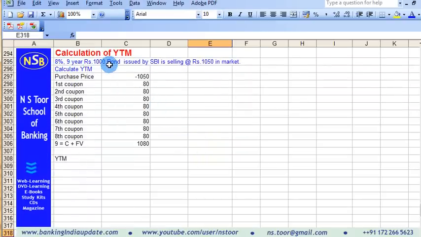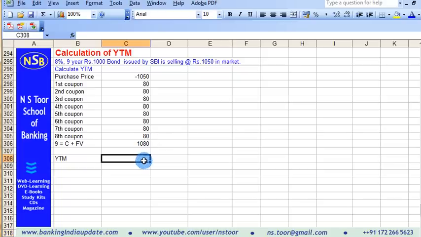A nine-year 1000 bond issued by SBI is selling at rupees 1050 in the market. Calculate YTM. Friends, whosoever wants to purchase it has to pay rupees 1050. For 8 years, the investor will be getting 80 rupees per annum, so 8% of 1000, this is the coupon amount. In the 9th year, in addition to the coupon amount, he will be receiving the face value. Hence, the total amount he will be receiving is 1080.